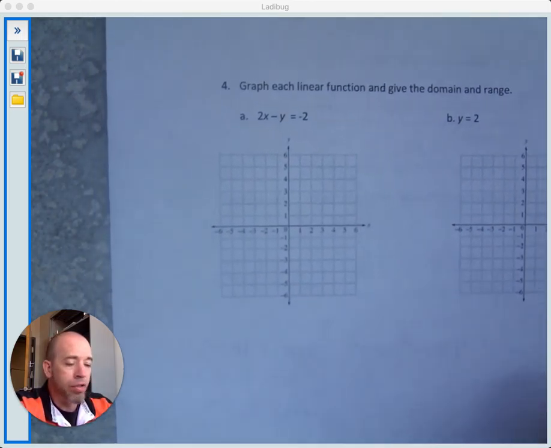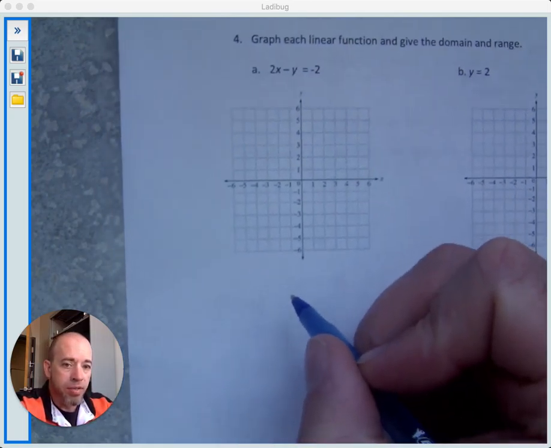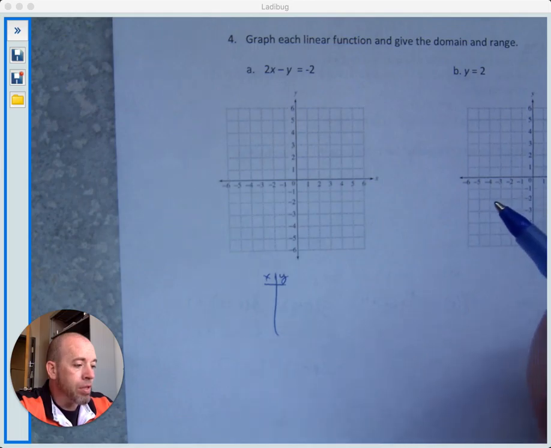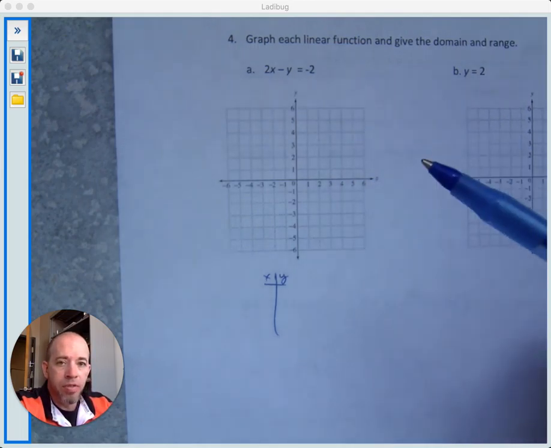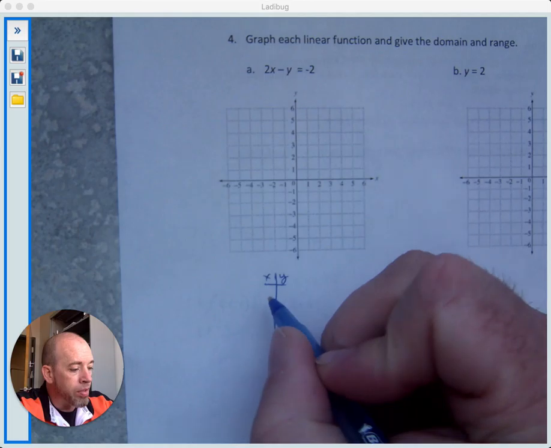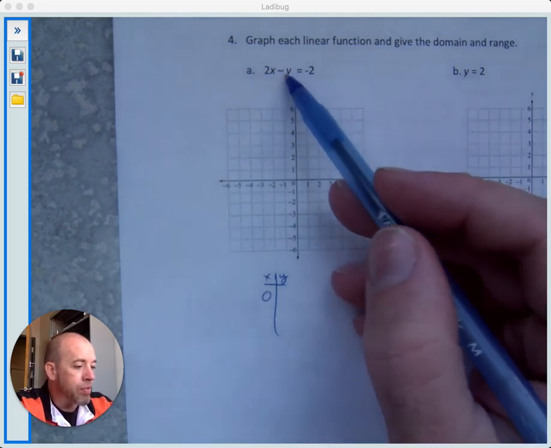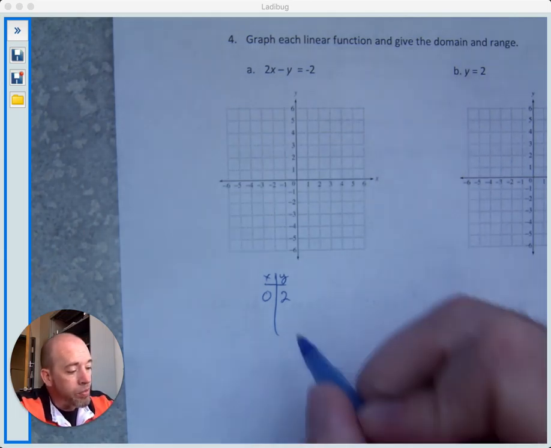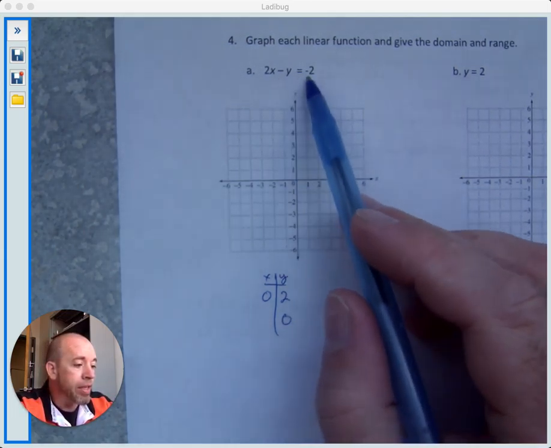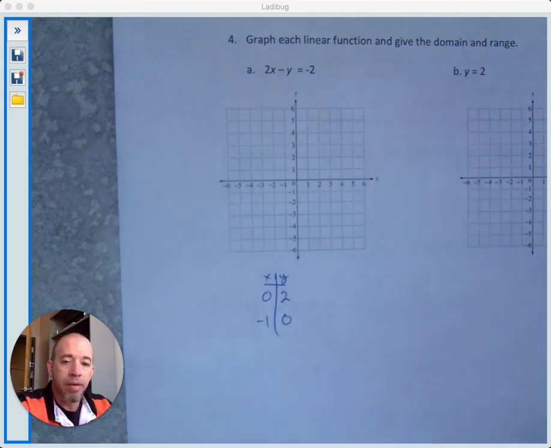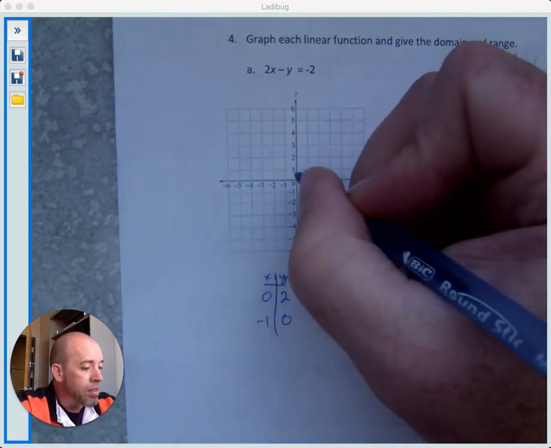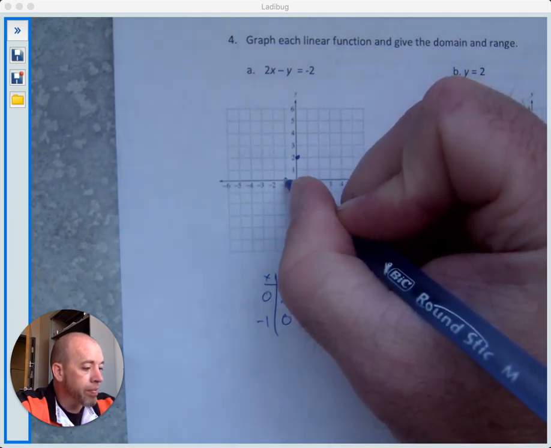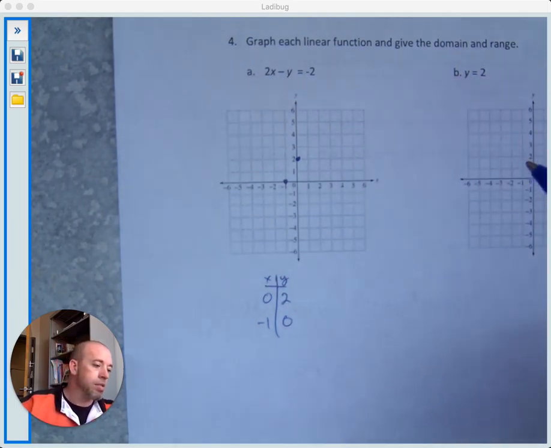I'm going to make a t-chart for this one. Maybe I'll do this down here since we have plenty of room. We could plug in, let's use intercepts if it's possible. We'll plug 0 in for x. So we have negative y equals negative 2, which means y would be 2, right? Let's plug 0 in for y. We'd have 2x equals negative 2. That means x would be negative 1. That gives us 2 points, (0, 2) and (-1, 0). So those are our intercepts, and that's enough to get a line.